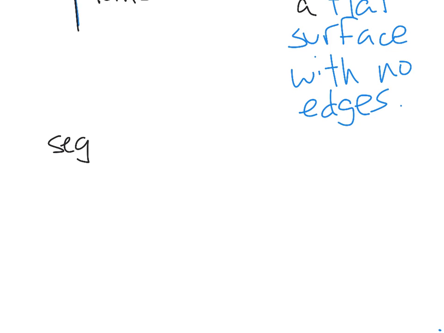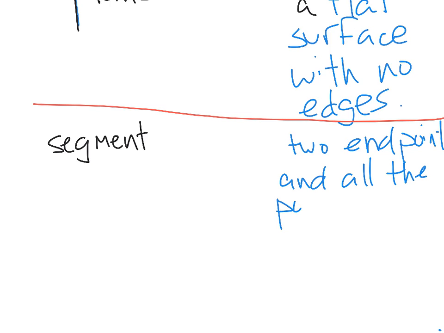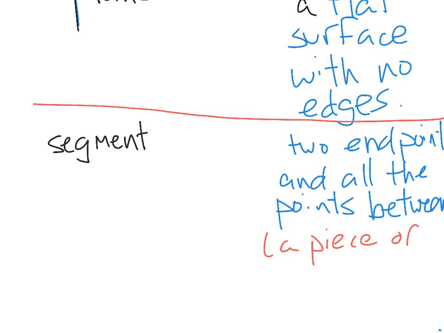Okay. Next, we're going to get into some things that actually do have definitions. We've got a segment. A segment is two endpoints and all the points between. Two endpoints and all the points between. I put in parentheses a piece of a line. So it's like a piece of a line, but technically it's two endpoints and then all the points between them.